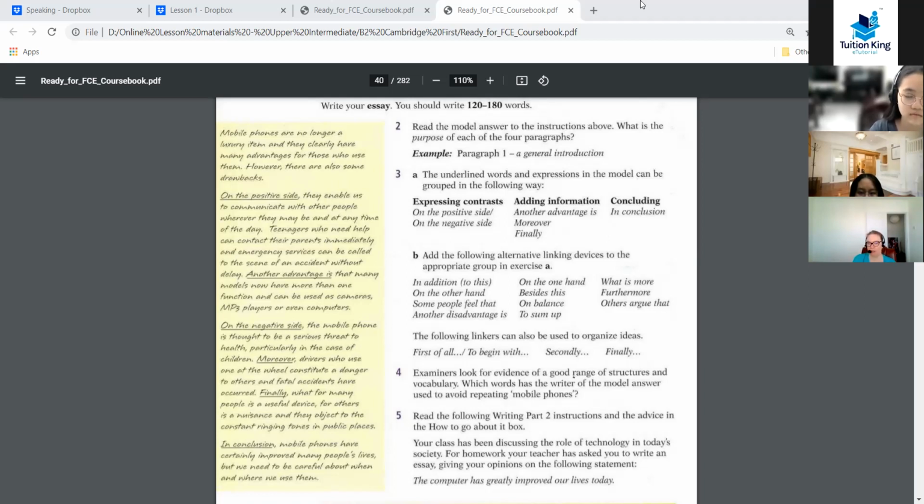Wan Yan, do you agree with this essay? Yes, I certainly agree. Okay, very good. Why do you agree? I agree with it because all of the ideas are true, and we should really use the mobile phone wisely. Okay, all right, very good, excellent.